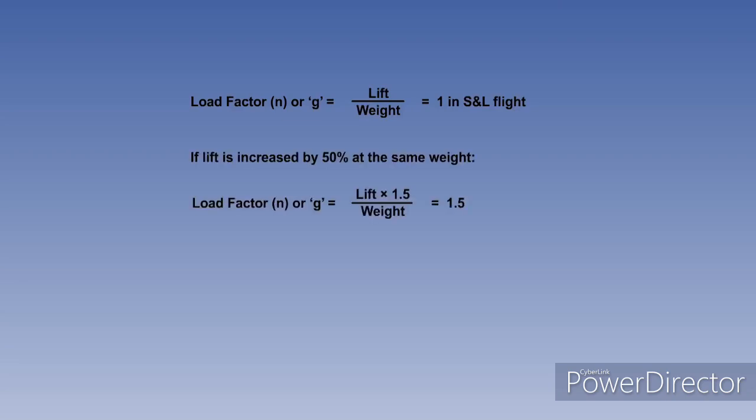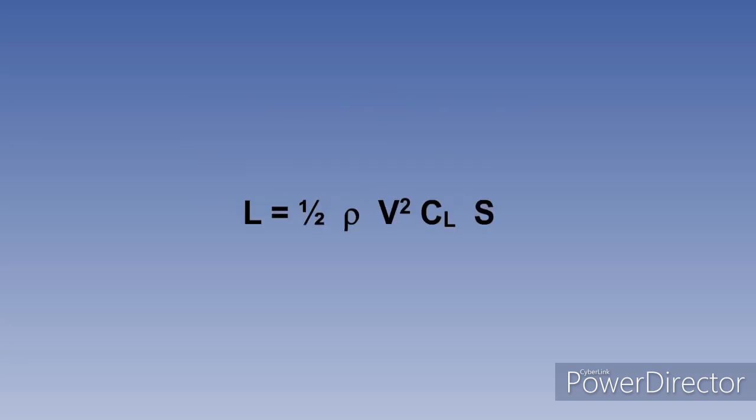If more lift is generated than weight, the load factor will be greater than 1. The force acting on the aircraft and everything in it, including of course the pilot, will be more than normal gravity. If lift equals weight, the load factor will be 1, as you have seen. And from the lift formula, lift equals half rho v squared times CL times S, it can be seen that lift will change whenever any of the other factors in the formula change.